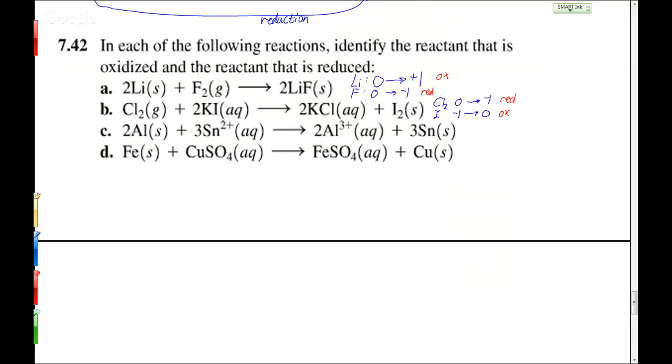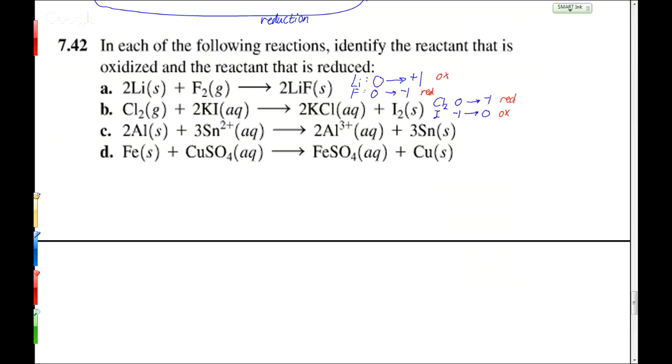Would it be the opposite though for the top one? Isn't the oxidized losing? Yeah, so losing, but losing makes it more positive because you're losing a negative electron. Oh, okay. So when you go from 0 to +1, you've lost an electron. Oh, I got you. Yeah.